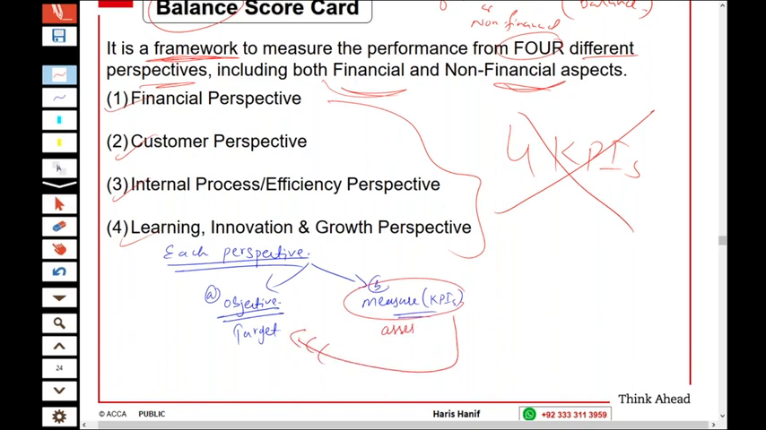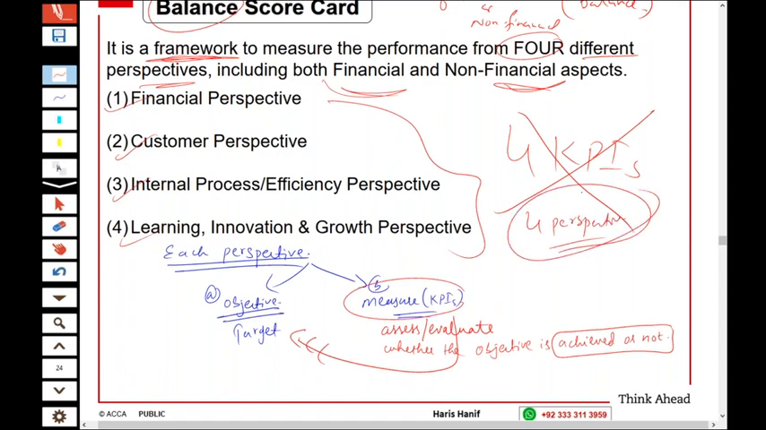Measure means KPI, that means assess, evaluate whether your objective is achieved or not. So these are not four KPIs. These are four perspectives. You can say there are four corners, and every corner has different KPIs: financial, customer, internal process efficiency, and learning, innovation and growth. So we have four different perspectives.